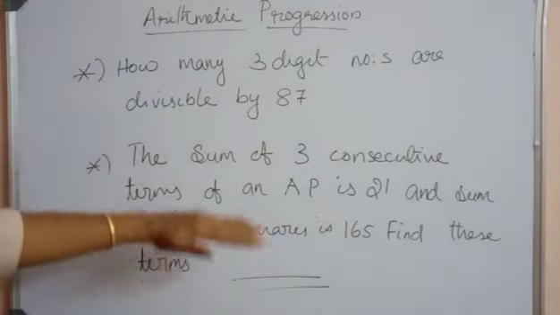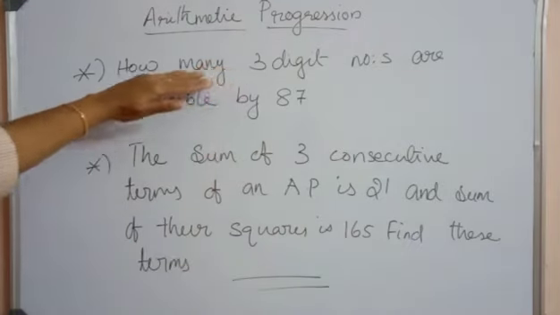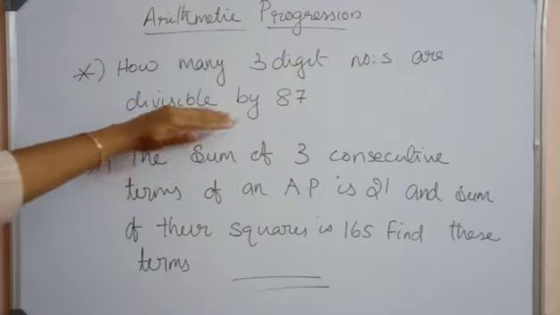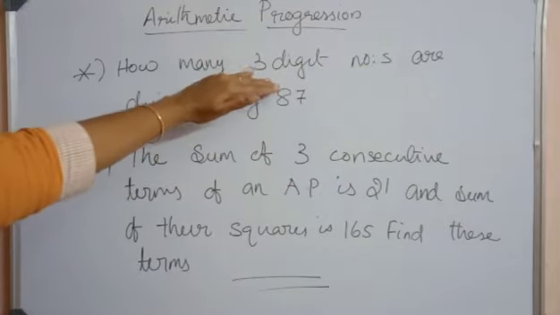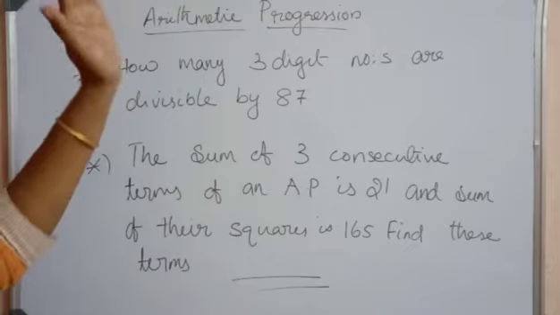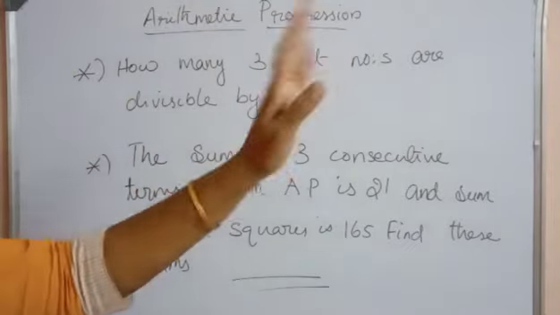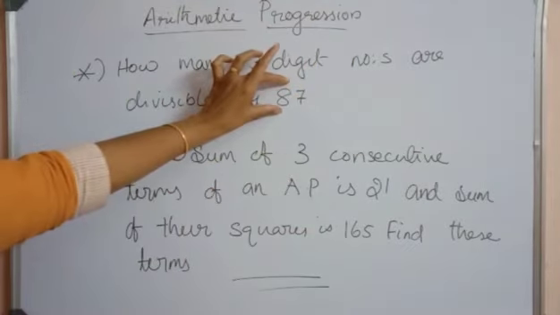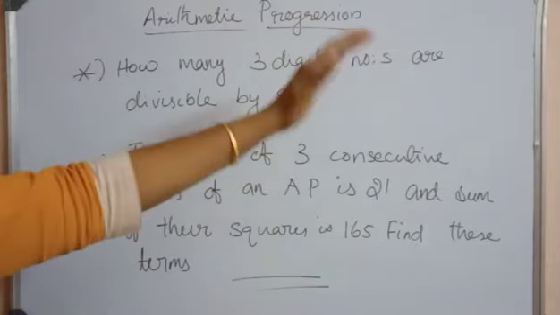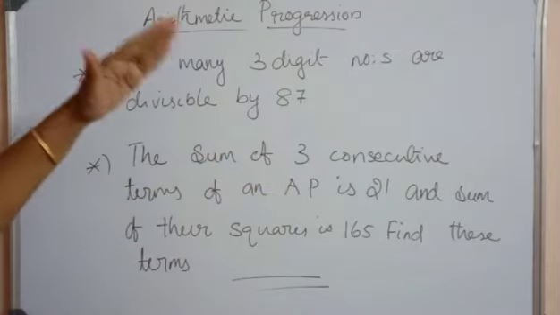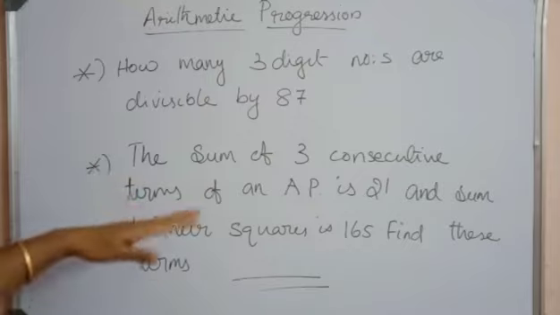Now these questions are for you. You can solve them and find the answer. In the first question, how many 3-digit numbers are divisible by 87? The same way, you need to write the 3-digit numbers, which start from 100 to 999, and now you need to check the divisibility. Make it in an AP form, then continue the sum as in the sum which you have completed previously.